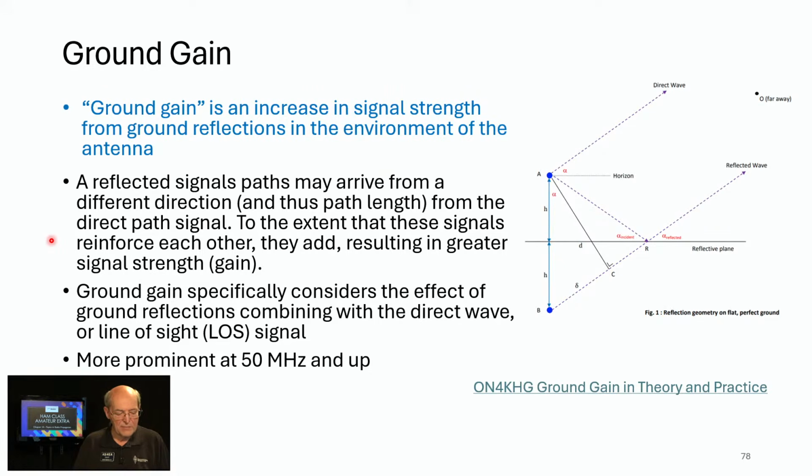So a reflected signal may arrive from a different direction, with a different path length. To the extent they reinforce each other, they add. And to the extent that they conflict with each other, cancel each other, it will hurt the signal strength. So it specifically considers the effect of ground reflections compared with the line of sight signal. And this is more prominent at 50 megahertz and up. So this is one concept of improving signal strength due to constructive addition.